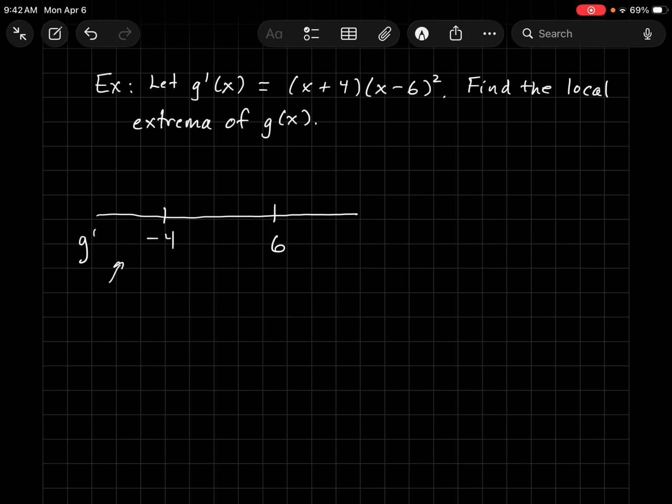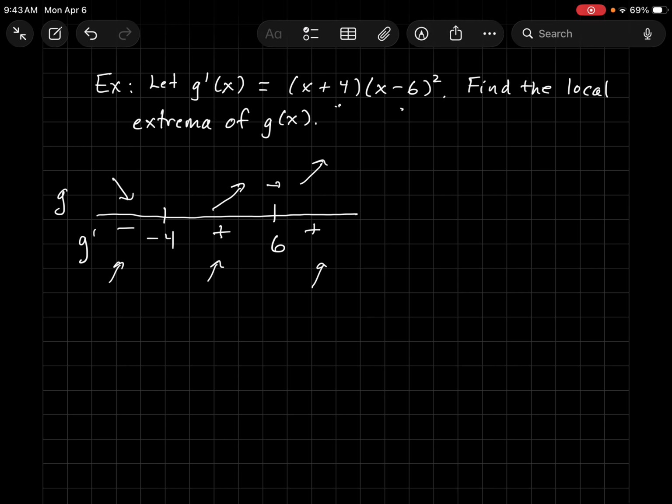If I choose a value, say x equals -5, I get negative times, well, that's always positive, so I get negative. If I choose, say, x equals 0 on this interval, I get positive times positive. And if I choose, say, x equals 8, I get positive times positive again. And then if I draw G, I get decreasing, increasing, momentarily flat, then increasing again.